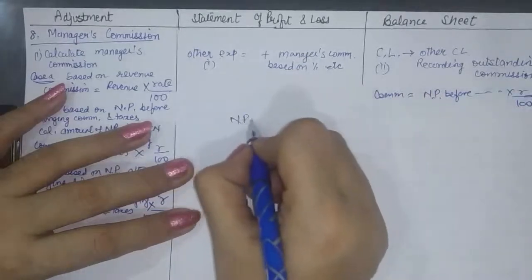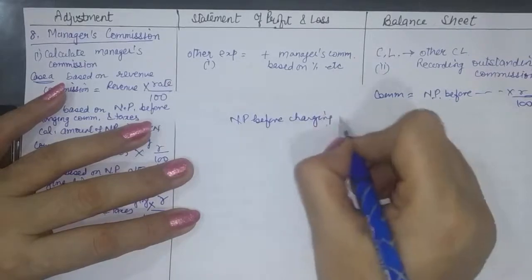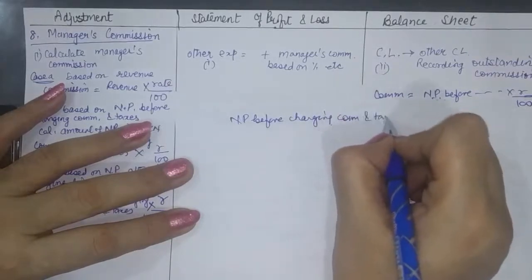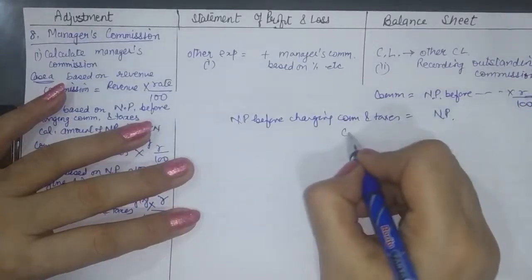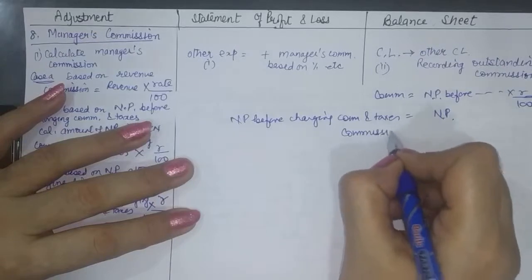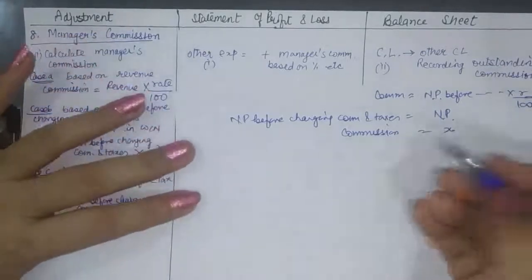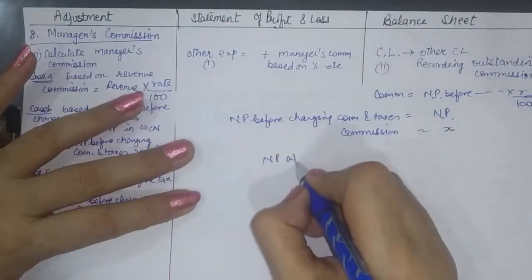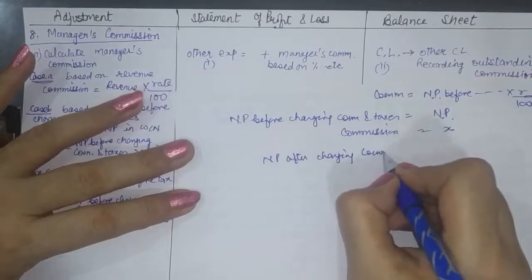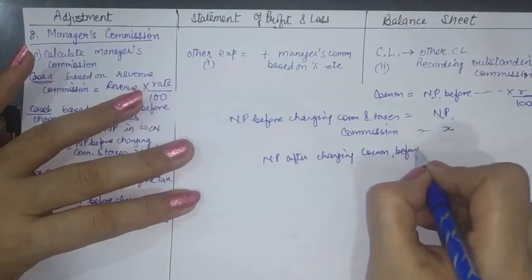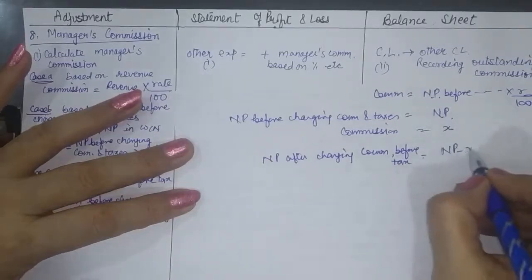Let us assume net profit before charging commission and taxes is NP. This is profit. Okay, assume commission to be X. This is what we are to calculate. So let it be X. It means net profit after charging commission but before taxes, taxes we are not considering because it is still saying before taxes, is net profit minus X.